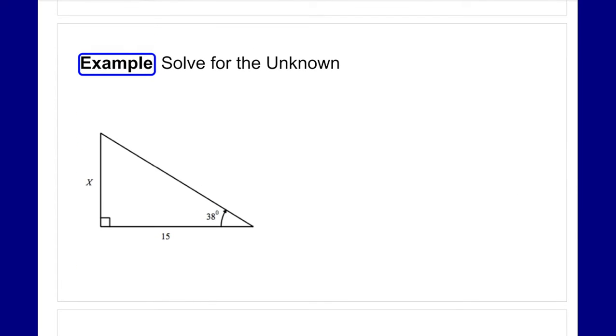Next example. Again, let's label our sides. We see the angle we're given. We're dealing with then the opposite. We have the hypotenuse across from 90 degrees. The adjacent is right next to our angle. The two sides I'm dealing with, O and A. The ratio that deals with O and A is tan, TOA. So tan theta equals opposite over adjacent.